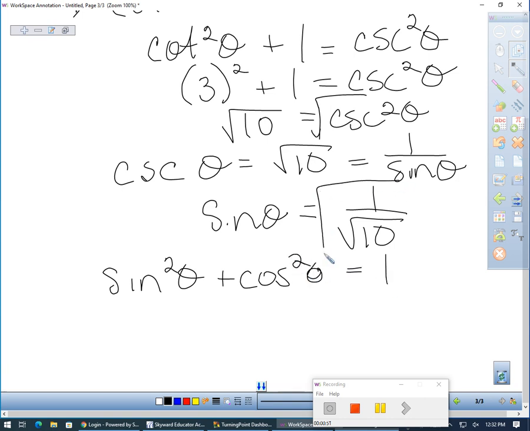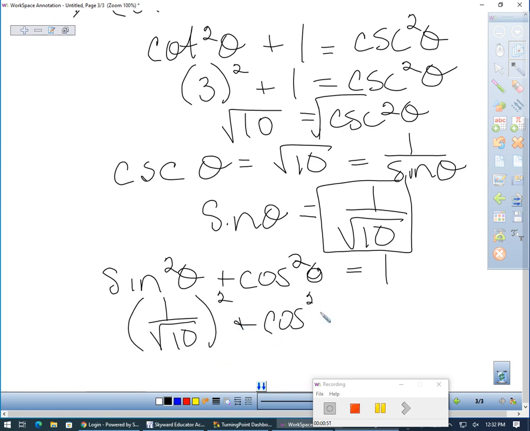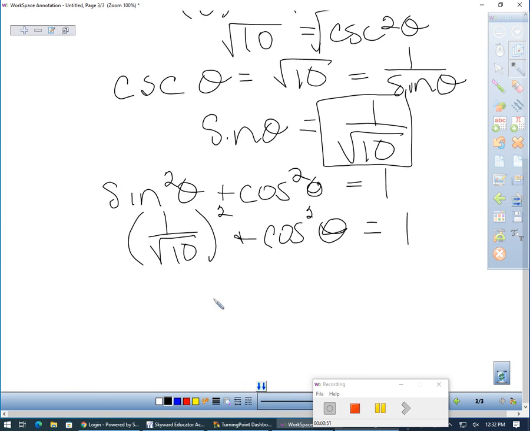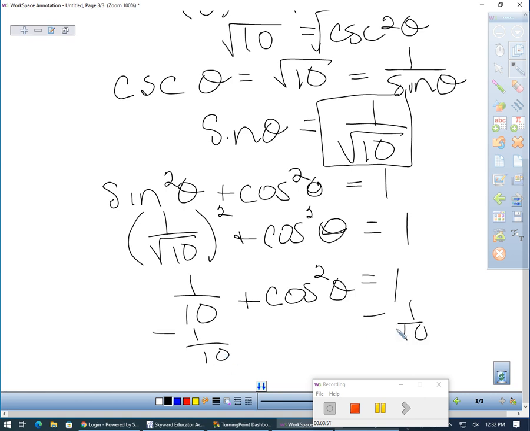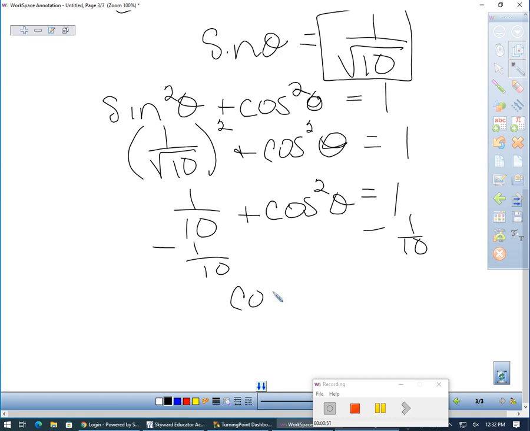I'm going to take this and plug it in for sine. So I have 1 over the square root of 10, squared, plus cosine squared theta equals 1. That's 1 over 10 plus cosine squared equals 1. So how am I going to get my cosine squared by itself? Subtract 1/10 to the other side. I agree. So I end up with cosine squared theta equals 9 over 10.